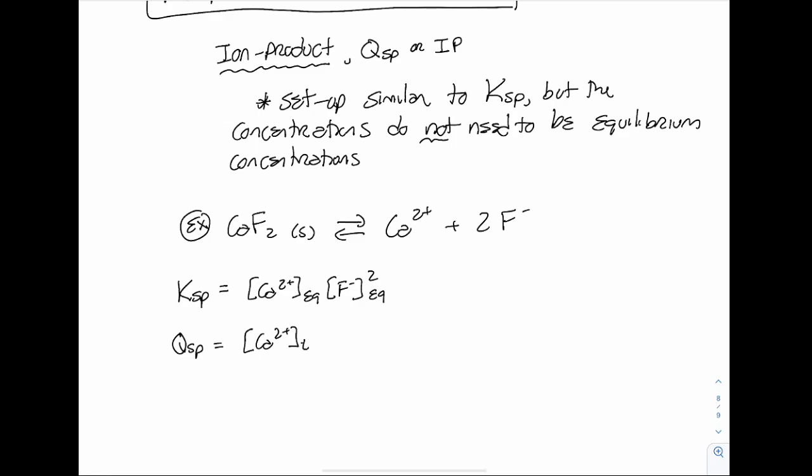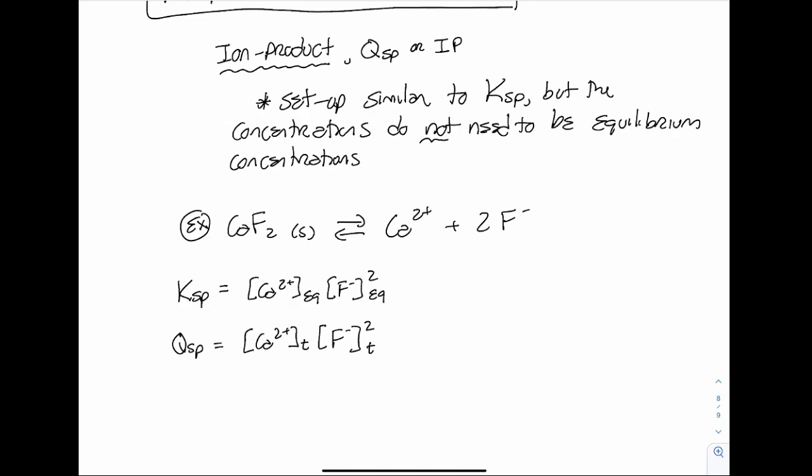So I'm going to put a t here just for any time. It doesn't have to be at equilibrium, but at any point during the reaction. Fluoride, again, squared, because I have 2 moles, raised to a power equal to the coefficient. But again, at any time during the chemical reaction, it doesn't have to be when the rate in the forward and the reverse directions are equal.